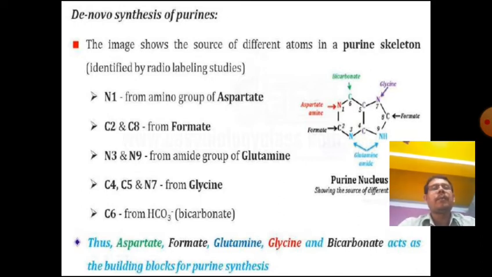N1 comes from the amino group of aspartate, C2 and C8 from formate, N3 and N9 from the amide group of glutamine, and C4, C5 and C7 from glycine, and C6 from carbon dioxide. So many components help in the synthesis of the purine nucleus. Remember, all these components must be present inside your body. Thus aspartate, formate, glycine and bicarbonate act as building blocks of purine synthesis.